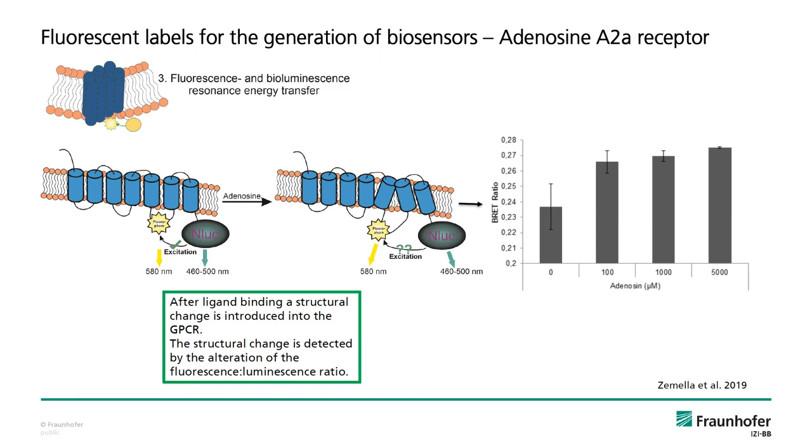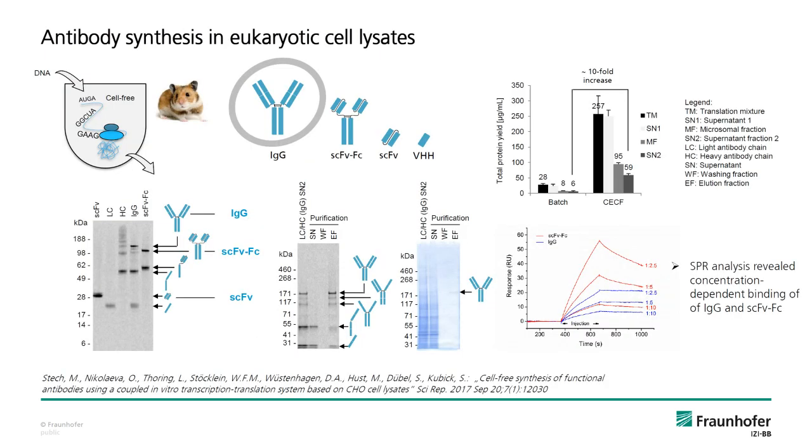Last but not least, I want to speak about antibodies, since antibodies are also a really, really famous group of proteins, known by everybody for therapeutic purposes and for analysis. And in our cell-free system, we have also synthesized different formats of antibodies. So we have the full-length antibody consisting of 2 heavy chains and 2 light chains, called IgG. Then we have the single chain Fc format, which consists of the heavy chain and the single chain fragment. Then we have the single chain fragment, and we have the VHH.